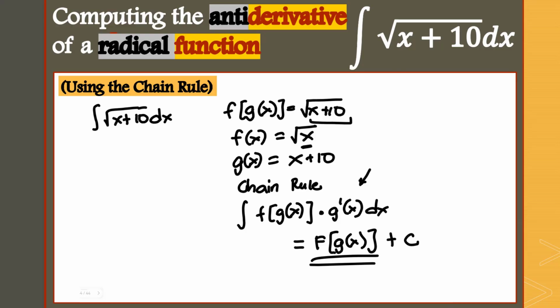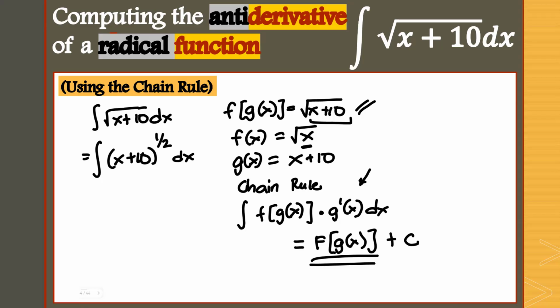Now let's go back to our given. Take note that we can actually write this function with a fractional exponent. You have here x plus 10 to the power of 1/2 being square root dx. So basically they are just the same with this function here. We're doing this because we would like to introduce here the rule that we're going to use.